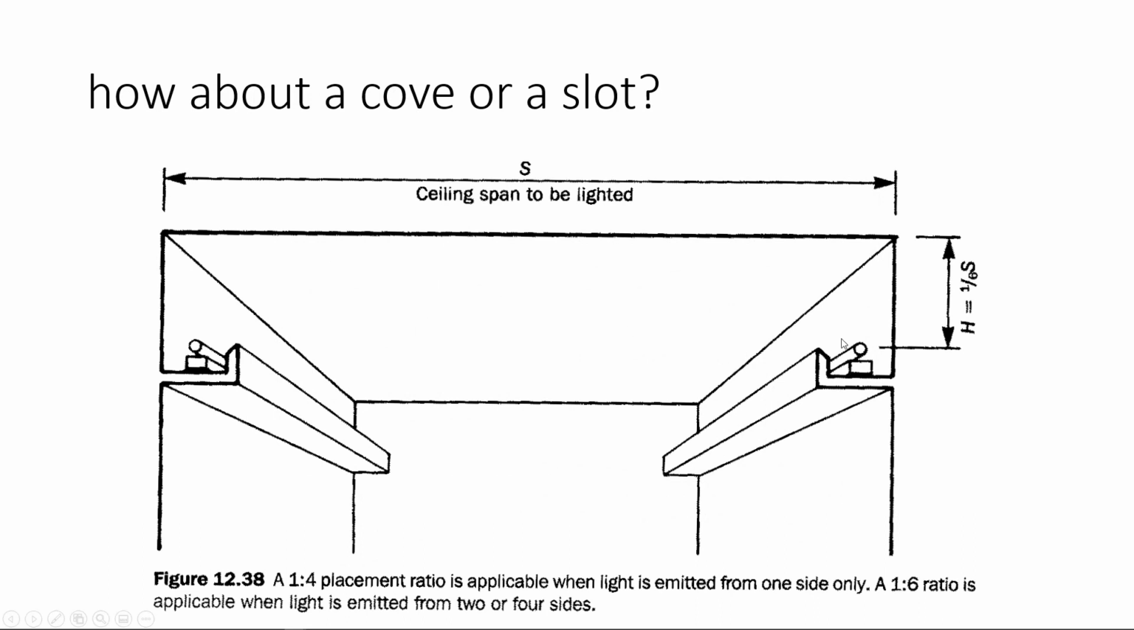Even things like a cove or a slot, they can operate on general rules of thumb. In this case, 1/6 of the span that you're trying to light. Again, there are fixtures out there that can throw light farther, but this gives you a general idea.